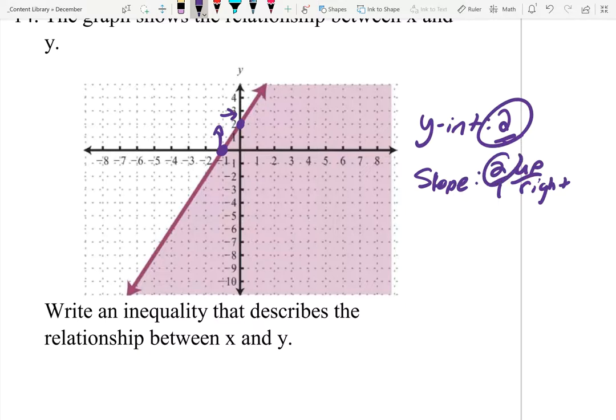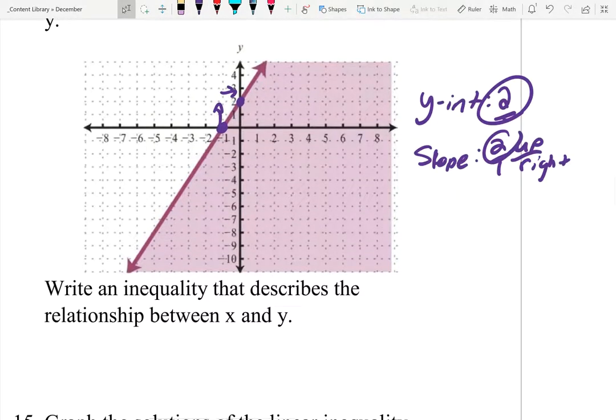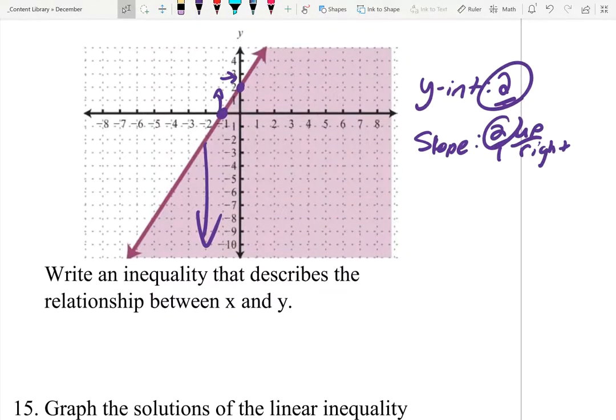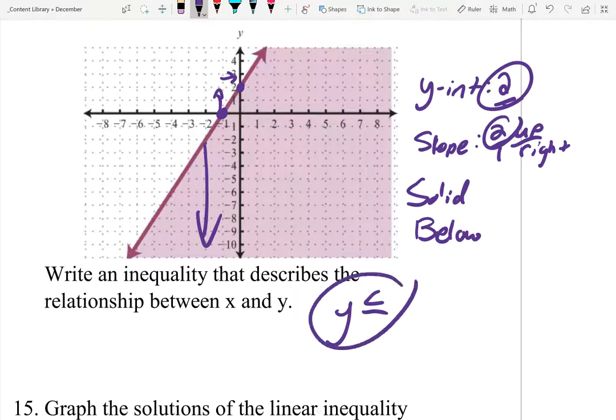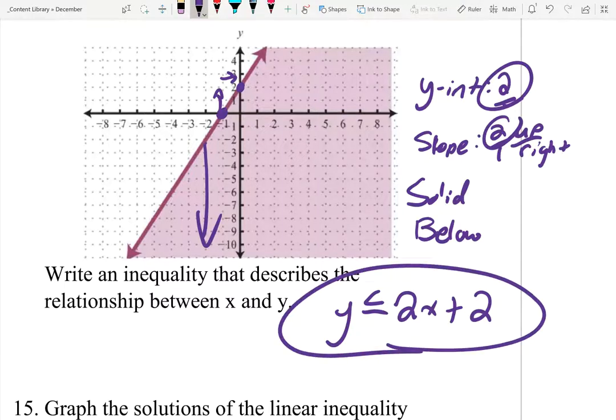Our slope is 2. So our inequality has a solid line, and we're shading below this line. So this tells me, with all those things considered, right? Solid line, shade below, that this would be y less than or equal to, because y less than or equal to means it's shaded below and it's a solid line, 2x, because our slope was 2, plus 2, because our y-intercept was 2. So putting all those things together, this would be the inequality of our graph.